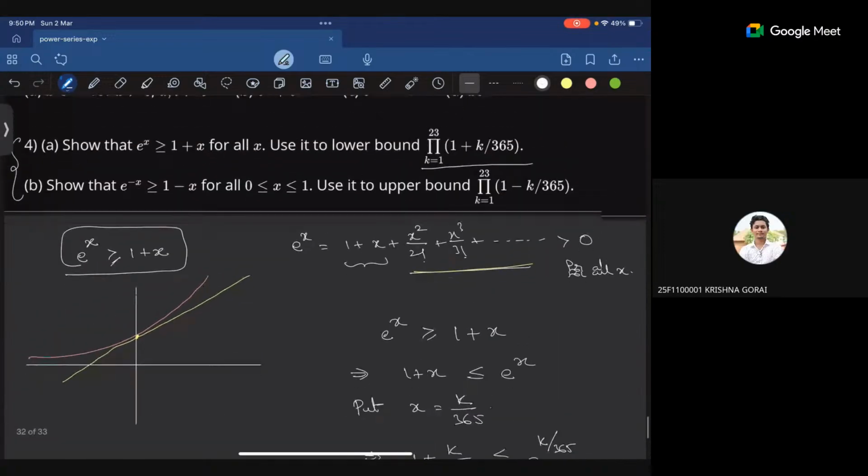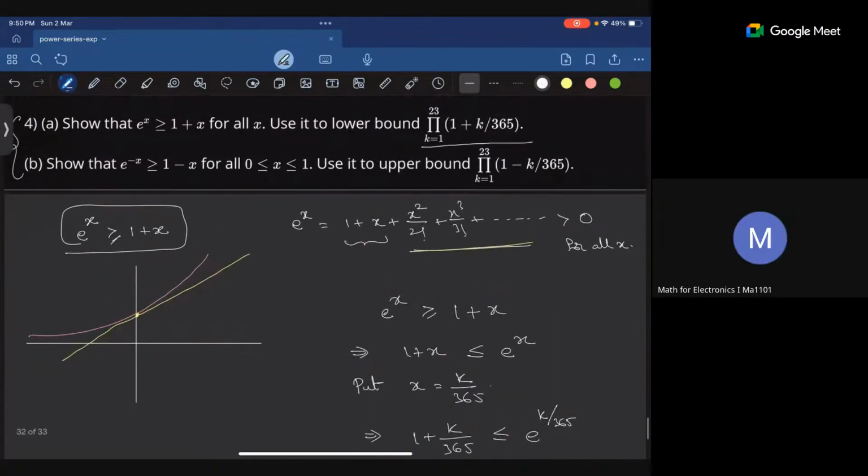Yes, sir. Similarly, you can also show that e power minus x will always be greater than or equal to 1 minus x. If you plot it, you will see that e power minus x will be like this, whereas 1 minus x will touch at 0 and always stay below e power minus x. Again, you follow the same approach as in part A.